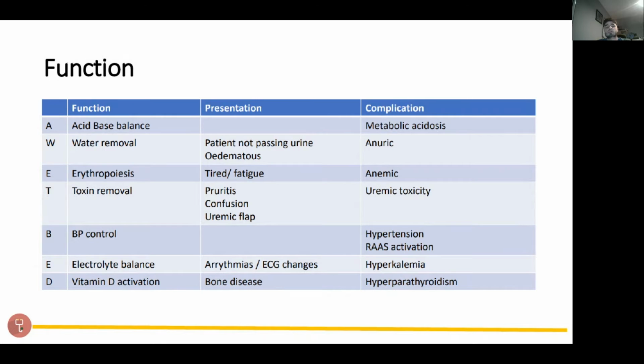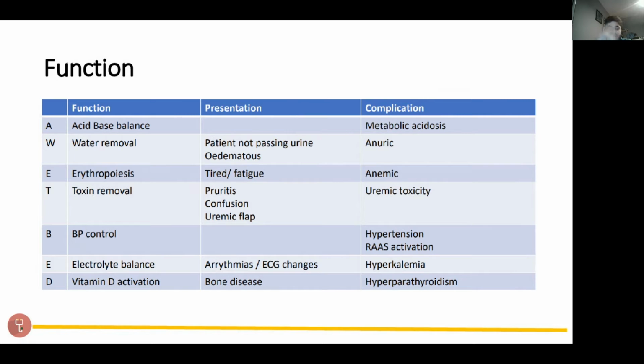A little bit about function, and this is important because when you get diseases of the kidneys, you can very easily work out what you're expecting and what you need to be testing for. There are loads of acronyms out there. One I've just picked up is WET BED, and the different types of function to be aware of are acid-base balance. If you get impairment in that, you typically get metabolic acidosis.